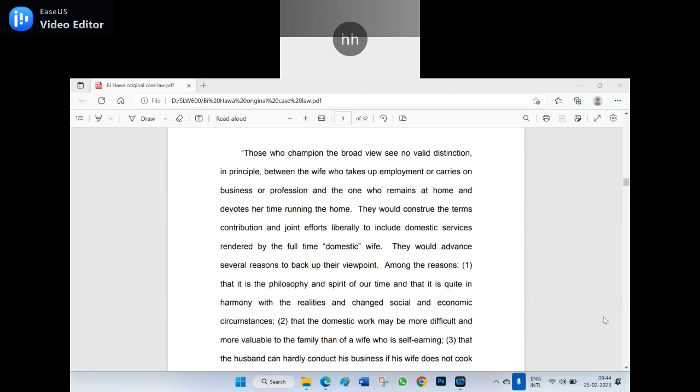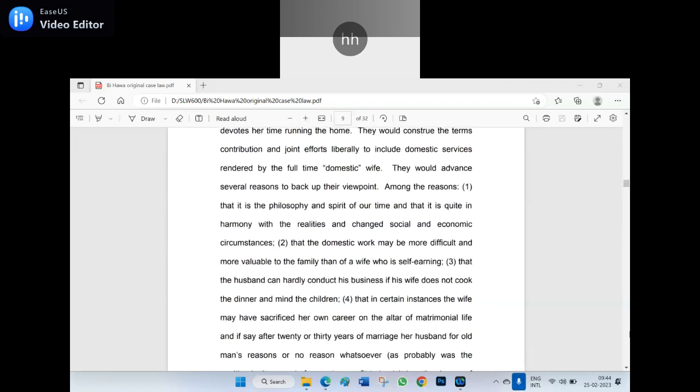And they say that it is the philosophy, the spirit of our time, that it is in quite harmony with the realities and changed social and economic circumstances, that domestic work may be more difficult and more valuable to the family than that of a wife who is self-earning. Even self-earning is less, because she just goes out there. But maintaining the house is a very difficult task. So it is tougher than the self-earning. Self-earning means in the form of money.